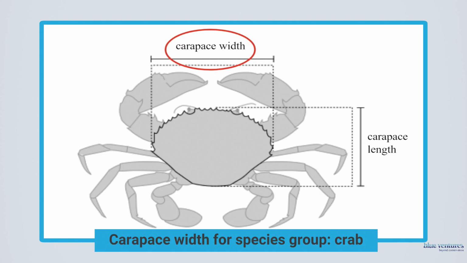Carapace width is the measurement type used for the species group crab. The carapace is the dorsal or upper section of the exoskeleton and functions as a protective cover over the cephalothorax in crustaceans. The carapace width is measured between the tips of the anterolateral angles, which is usually, but not always, the widest part of the carapace.